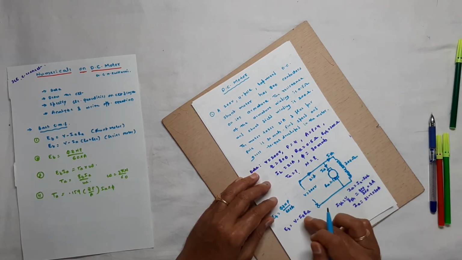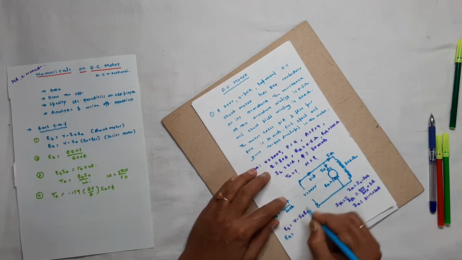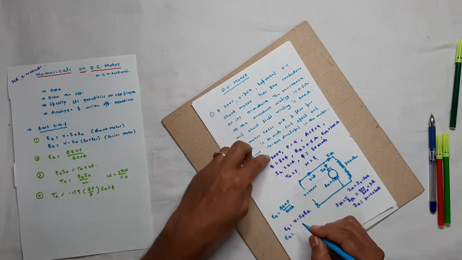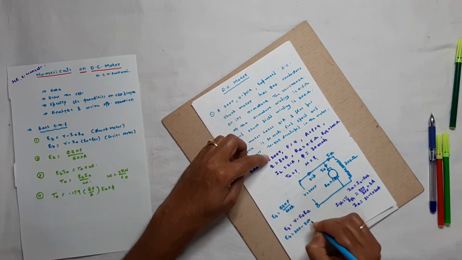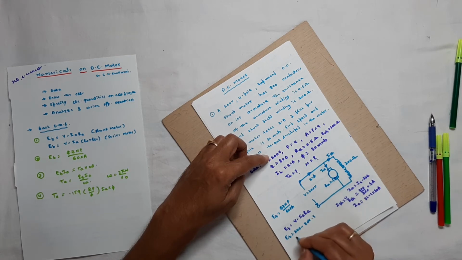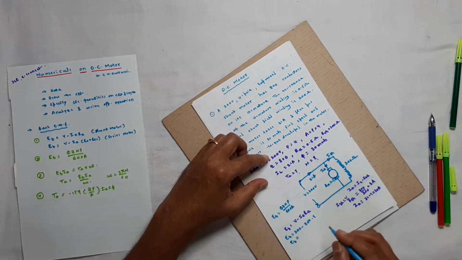From this, you can calculate the back EMF. That is, we know the IA, we know the RA, then EB is equal to V, 200 volts. It is also listed here. 200 minus 20 into RA, 0.5. Therefore, the back EMF what you are getting is 190 volts.